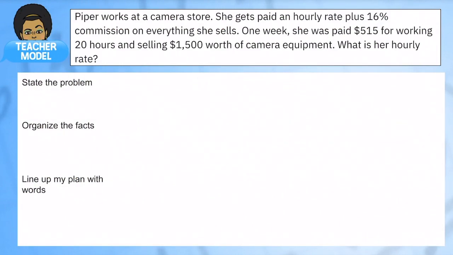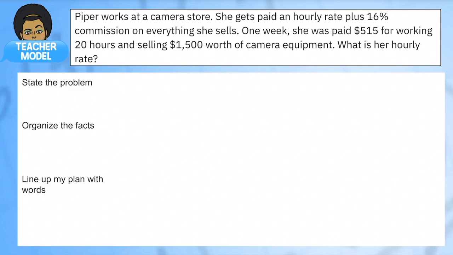Welcome back. We're going to look at some new percent change problems with some new context. So let's jump in with Piper. She works at a camera store and she gets paid an hourly rate, so the same price per hour, plus 16% commission on everything she sells. Meaning if she sells $100, they give her $16 for what she sells. So the more you sell, the more you can earn. You're going to earn 16% of everything on top of her pay.